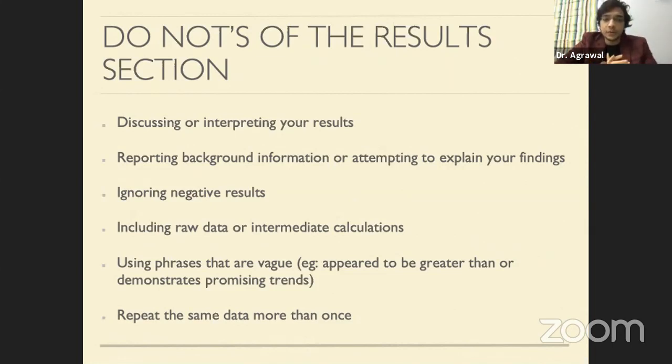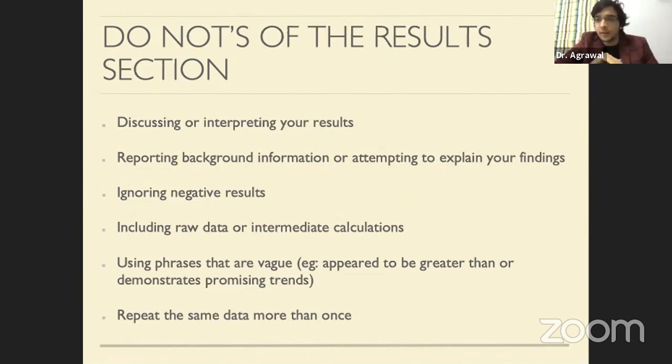Don't use phrases that are vague, like saying the BP appeared to be greater than the BP in group one. No, either it was greater or it wasn't greater, right? Because this is about results. This is about data. This is about cold hard facts. Again, I repeat, don't use phrases like appears to be greater or demonstrates promising trends. No, you can leave all that for your discussion section. The results section is about what you exactly found.